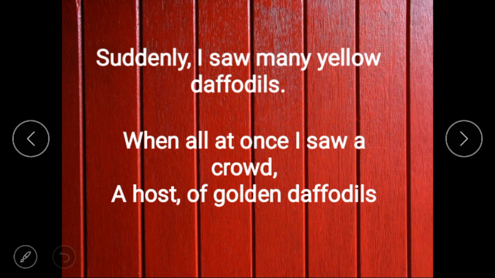Now, let's see this. There are two sentences which you can see, and let's read both of them. Suddenly I saw many yellow daffodils. When all at once I saw a crowd, a host of golden daffodils. Both the sentences mean the same, but we can understand that the first one is actually a sentence, while the second one is a verse.